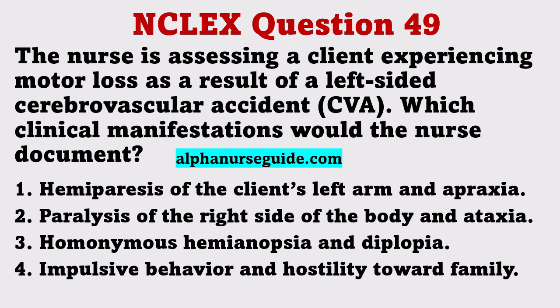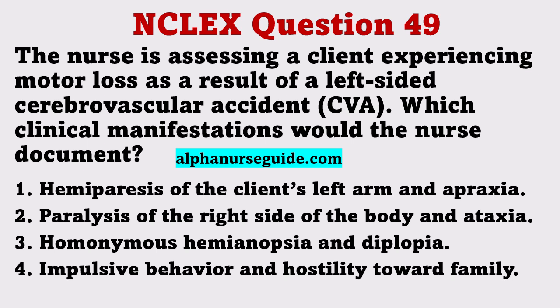The nurse is assessing a client experiencing motor loss as a result of a left-sided cerebrovascular accident. Which clinical manifestations would the nurse document? 1. Hemiparesis of the client's left arm and apraxia. 2. Paralysis of the right side of the body and ataxia. 3. Homonymous hemianopsia and diplopia. 4. Impulsive behavior and hostility toward family.